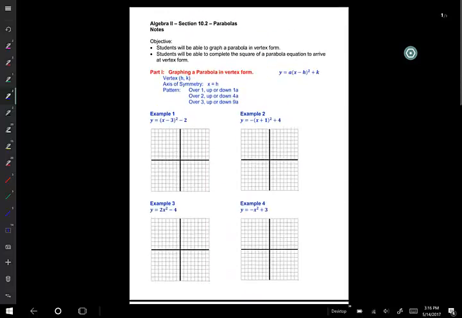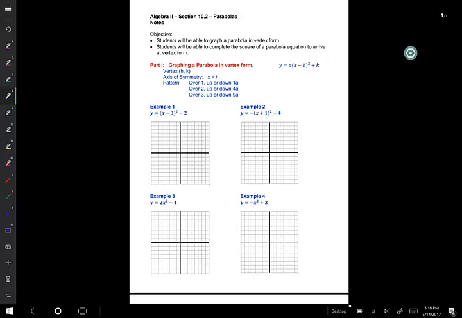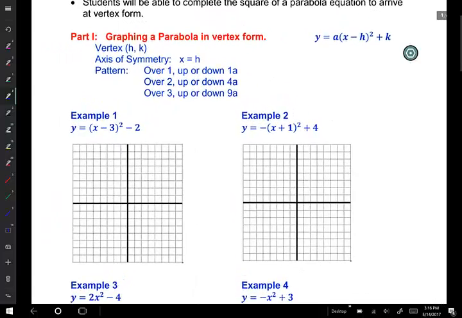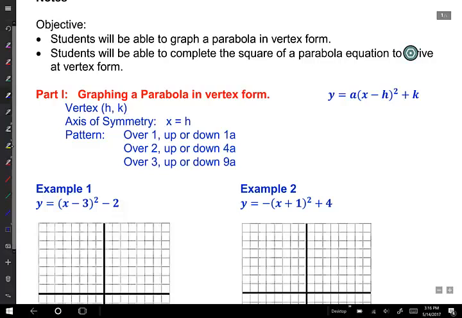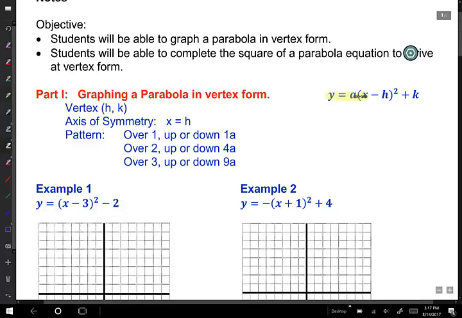So let's look at our first process. This is going to be very familiar with what we've done in the past. We're going to focus on graphing using vertex form here. And our vertex form, as you can see here over on the right-hand side in blue, is y equals a times x minus h squared plus k.